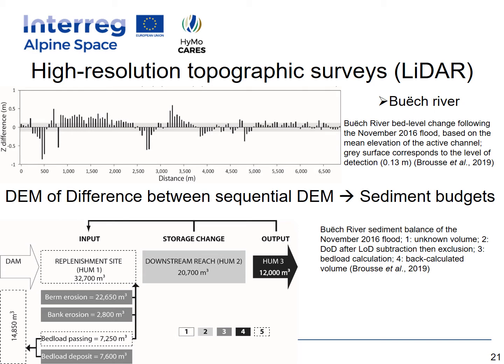of 14,850 cubic meters. This value corresponds to 35% of the mean annual bedload yield upstream of the dam and 74% of the mean bedload yield downstream of the dam.